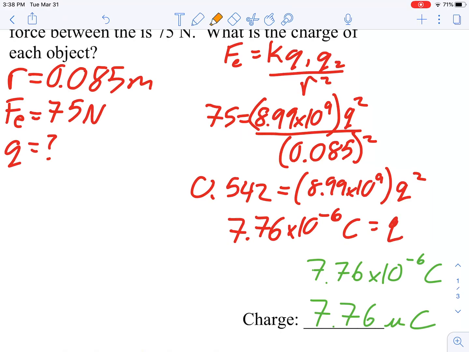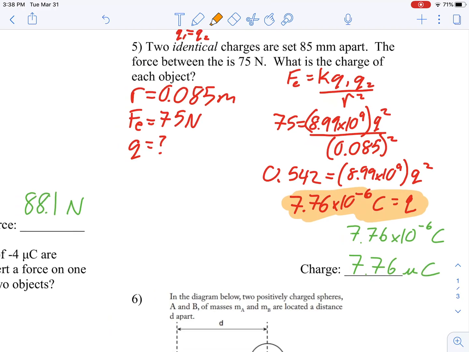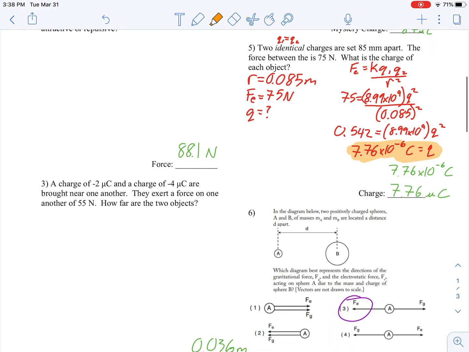You should just realize that times 10 to the negative 6 is the same as micro. So I can replace the times 10 to the negative 6 with micro. Again, you're showing work for all of these ones here.